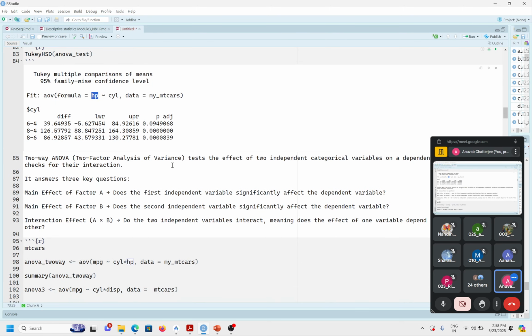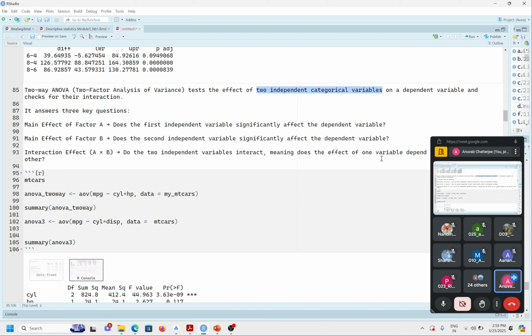So that is the question. You are asking if two independent variables can affect the dependent variable, and whether those two variables interact with each other to affect it. In order to figure that out, you use the two-way ANOVA.